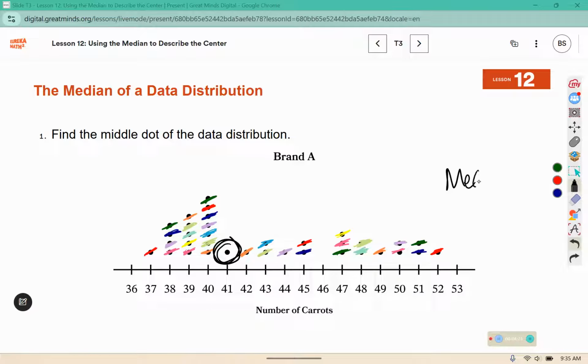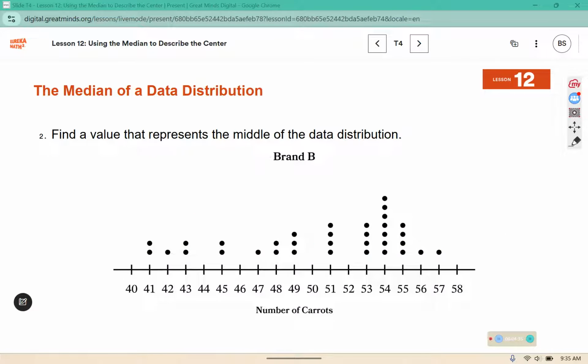So the median is equal to 41. That is the middle dot if we eliminate the same amount of dots from both sides of the data distribution. In problem 2, we have another data distribution for brand B. We're going to do the same type of process.